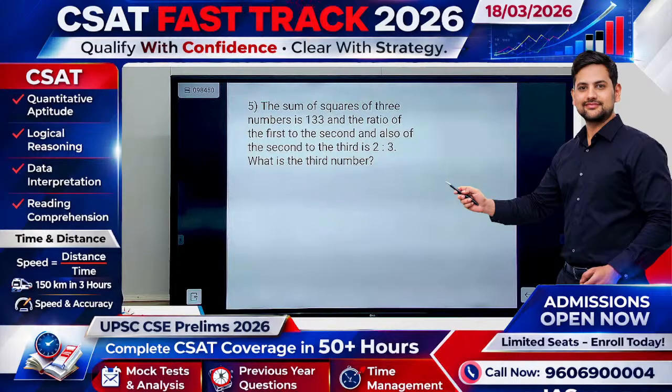First, find the combined ratio. Take the numbers as A, B, C. A ratio B is 2:3. B ratio C is also 2:3. First, find the combined ratio of A, B, C.